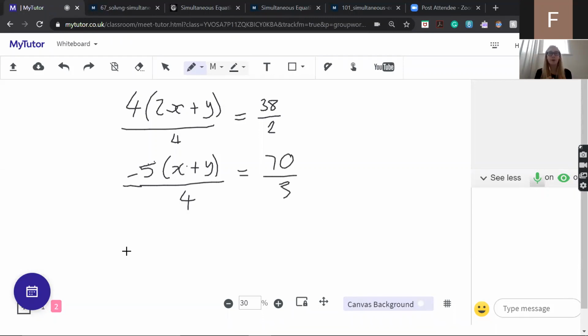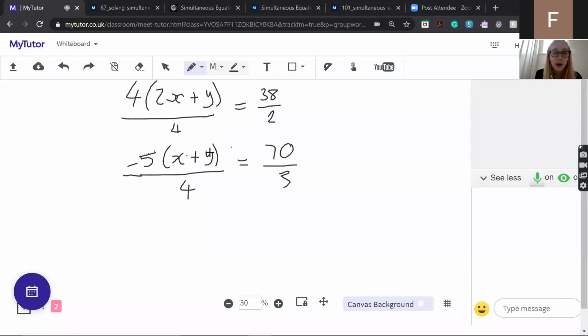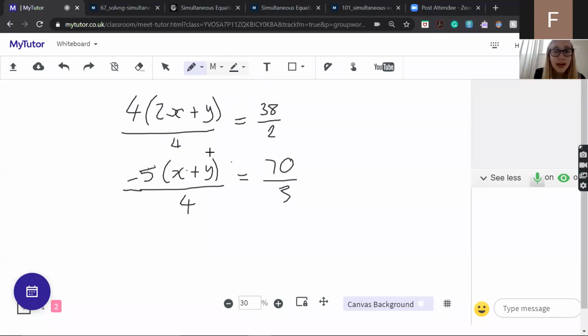So these are our equations. They don't look quite as nice as they did before. But the first thing that we can do, and this is a key thing to remember, is that we can actually simplify the equations before we start, if we want to. So for example, this first equation, before I even call it equation 1, I'm going to make it nicer. Well, this 4 is going to cancel out with this 4. Because if we divide 4 by 4, we get 1. So this side of the equation here is just 2x plus y.